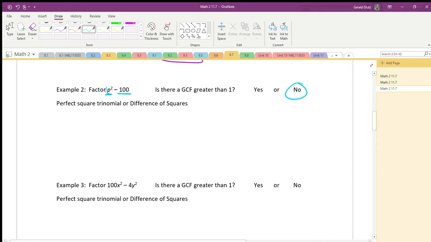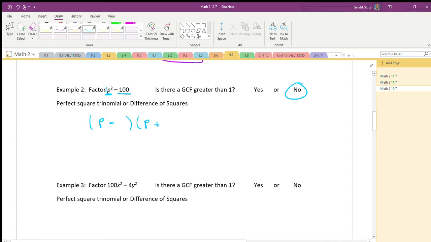So notice that we have a subtraction of two terms, so most likely that's going to be difference of squares. So what squared equals p squared? Just p. P times itself, or p times p, equals p squared. So these two first terms are going to be p. Since it's difference of squares, we always have a negative and a positive. It doesn't matter what order you do them in.